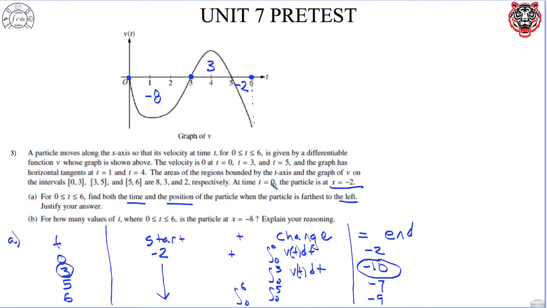Okay, good. And then I need to actually answer my question, and the answer is at t equals 3, position is -10. Farthest to the left. I need to somehow say that. So I have the time, I have the position, and I'm telling you that's when it's farthest to the left.